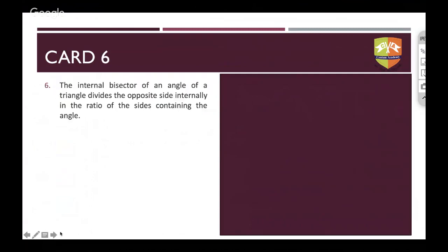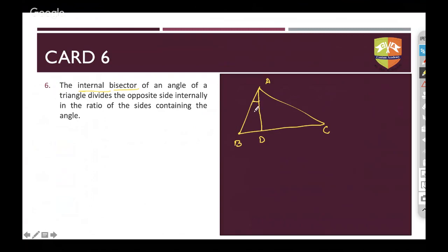The next slide says the internal bisector. This is called the internal bisector theorem. These are the basic theorems we must remember. The internal bisector of an angle of a triangle: let's say ABC is a triangle and angle A is being bisected, meeting BC at D, with each half angle theta. It divides the opposite side internally in the ratio of the sides containing the angle.